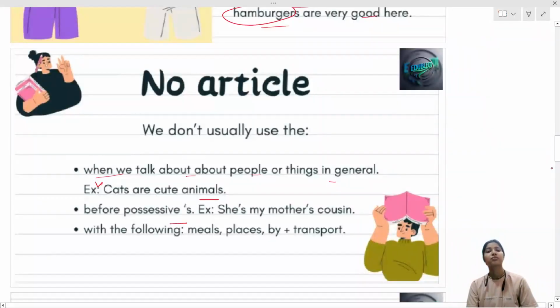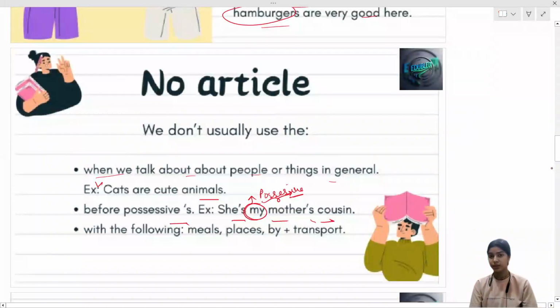Now, before possessives. We have already learned about possessive nouns and possessive pronouns. What are possessive pronouns? They show the ownership, they show the possession. So, he is my mother's cousin. Here, my is the possessive one. Before any possessive adjective, we don't use any article.